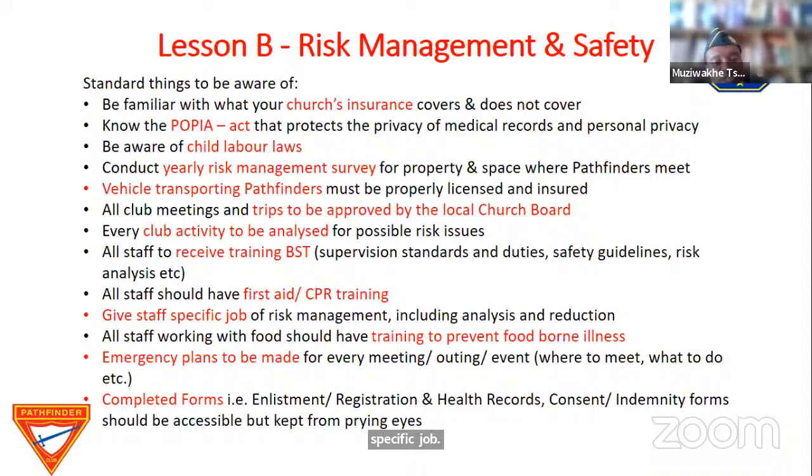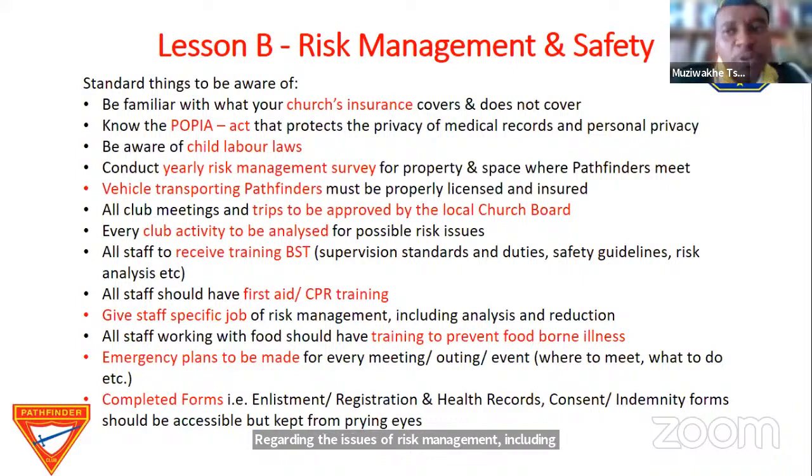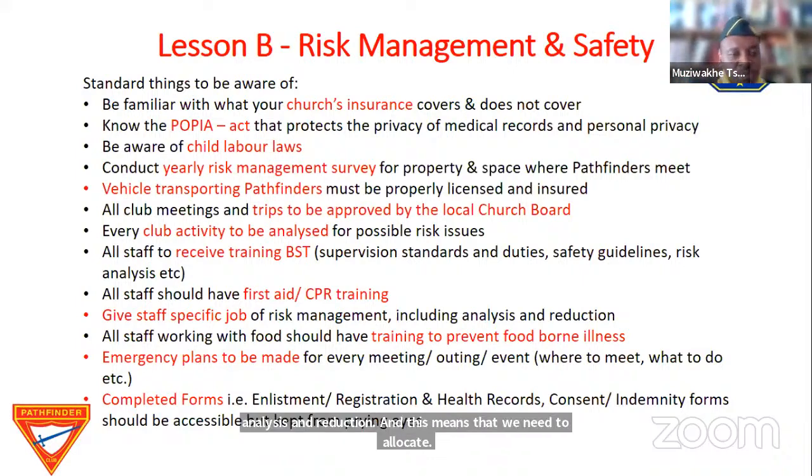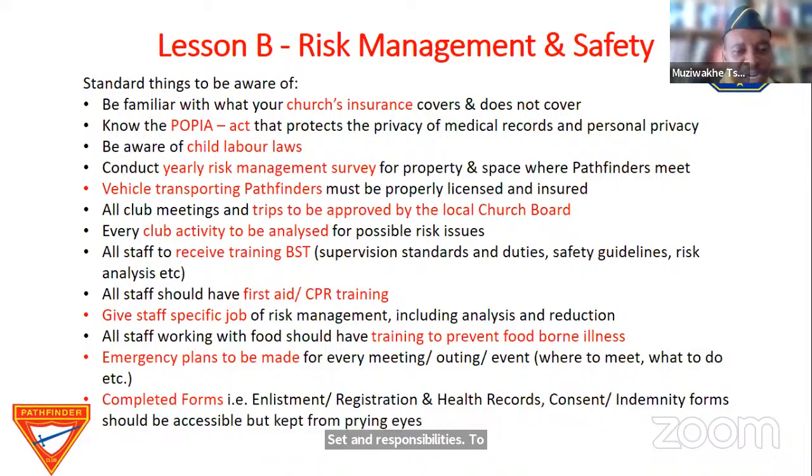Another important standard thing to be aware of is that we need to give staff specific job descriptions regarding the issues of risk management, including analysis and reduction. And this means that we need to allocate certain responsibilities to staff members pertaining to risk management or pertaining to risk analysis and risk aversion strategies that we could be applying in our local clubs.